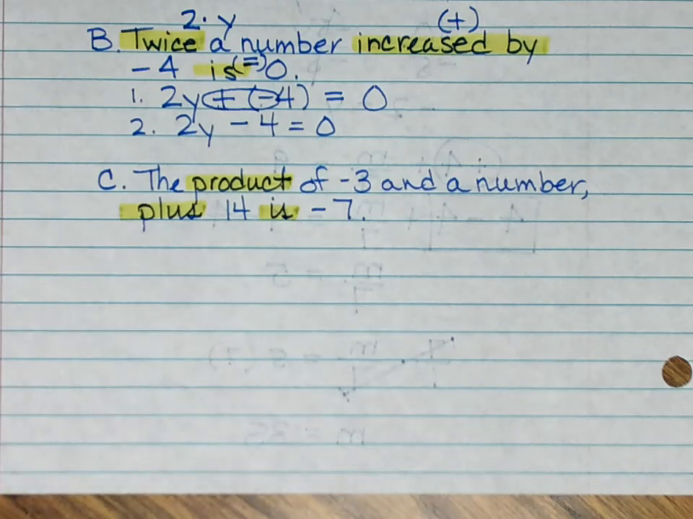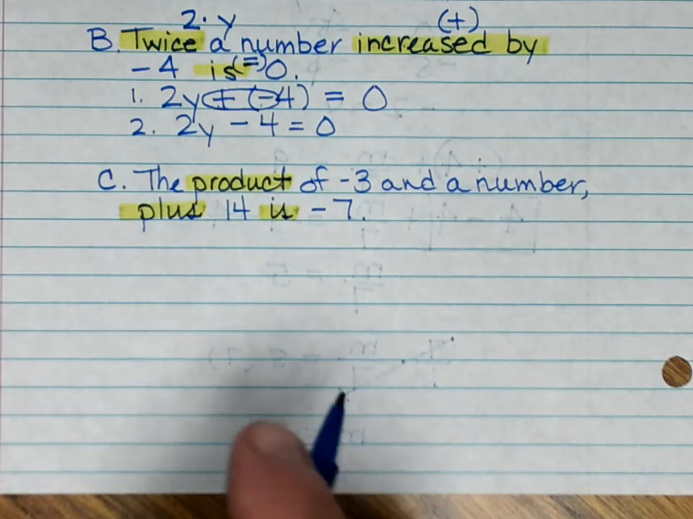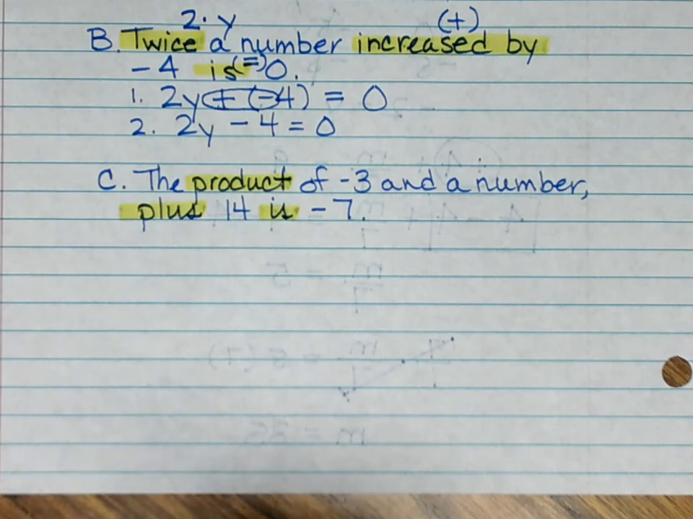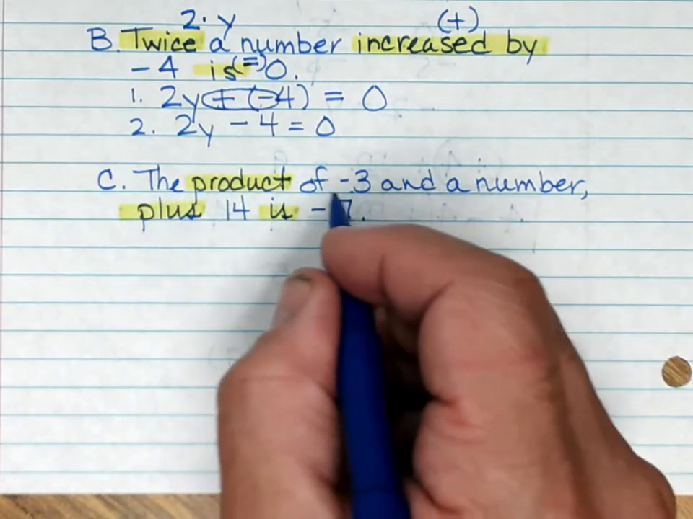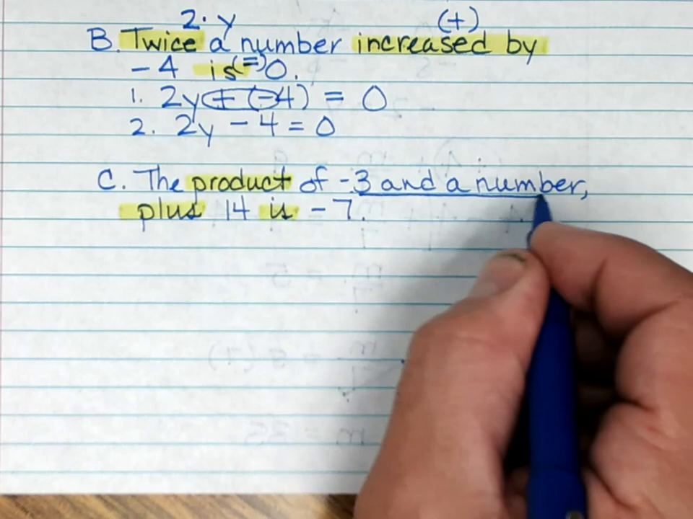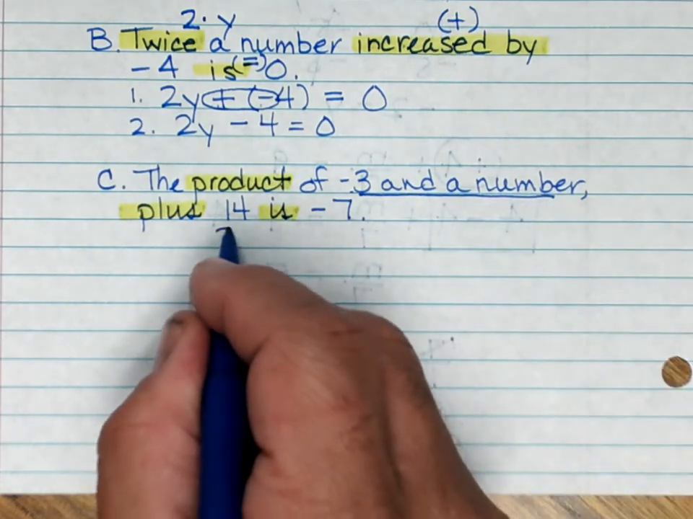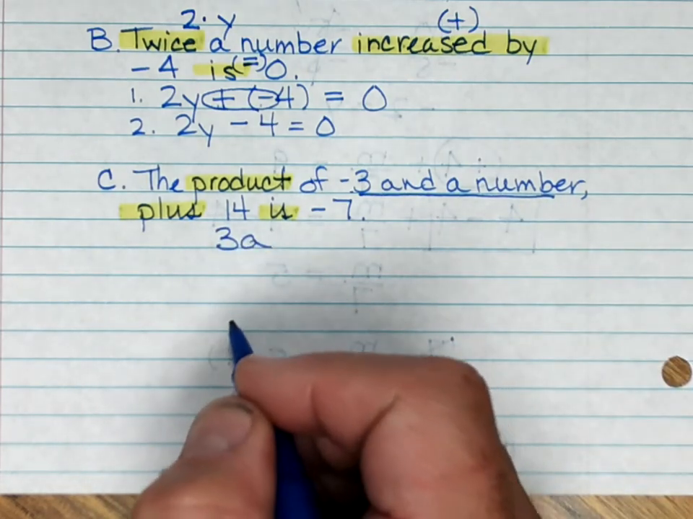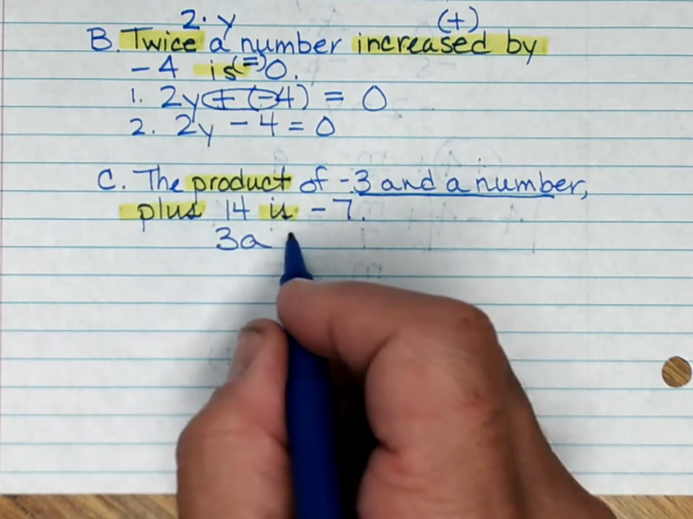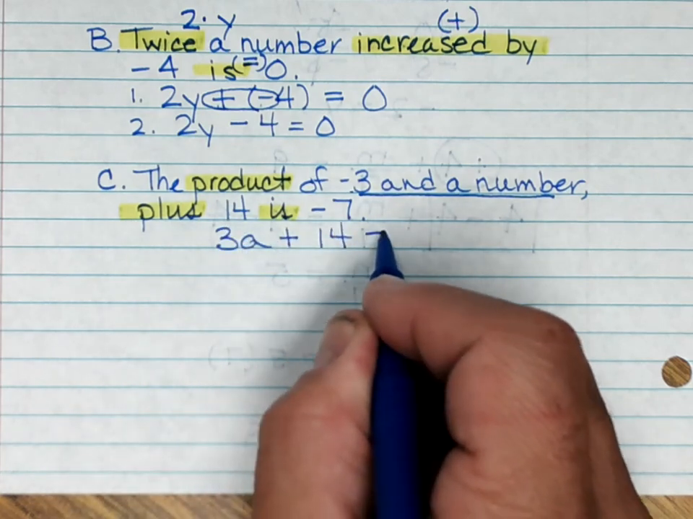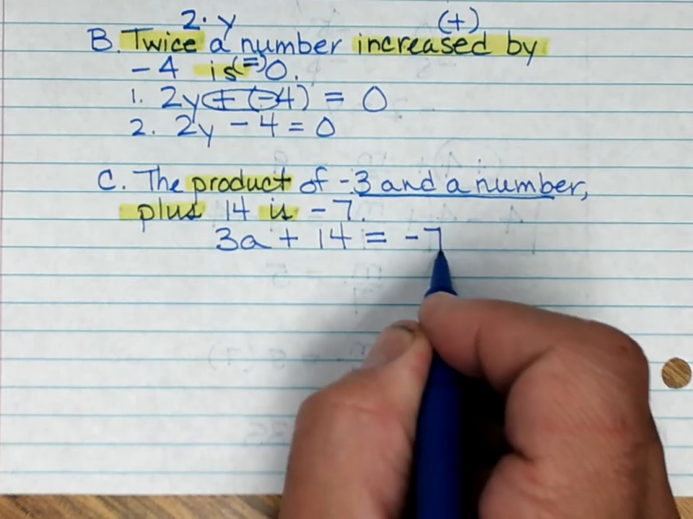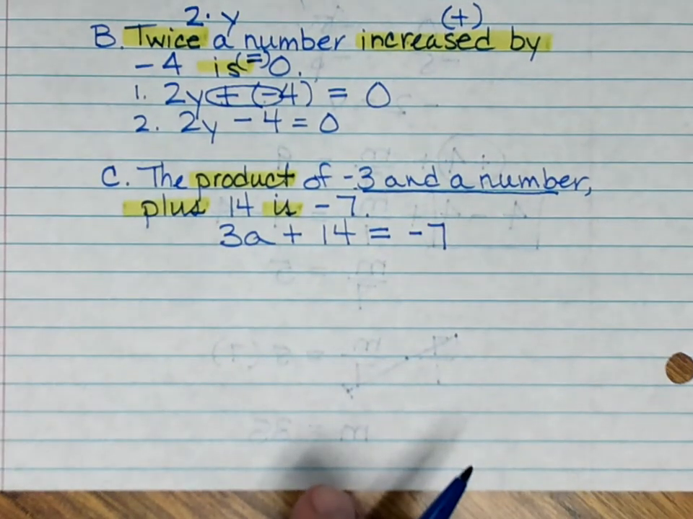And since we are talking about multiplication and addition here, the commutative property is in effect. The order has some flexibility. So the product of -3 and a number. The product of -3 and a number. So -3a plus 14 is -7. And there you go.